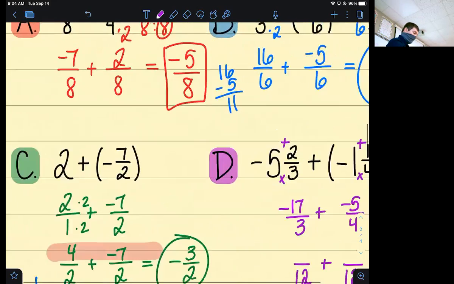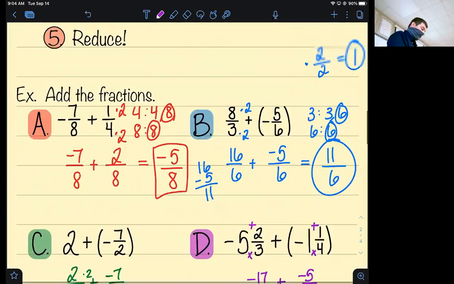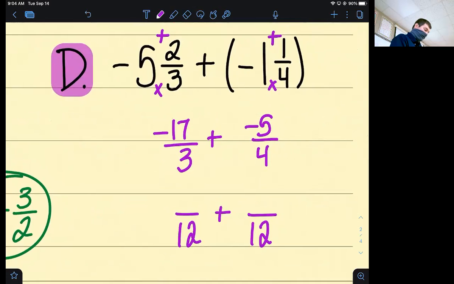If I go back one problem, or a couple problems, 8 times 4 gives me 32. Is 32 a common denominator? Yeah, it is. Is it the smallest one I could use? Absolutely not. Yeah, so make sure you're not just doing that, because it's going to cost you extra reducing time.